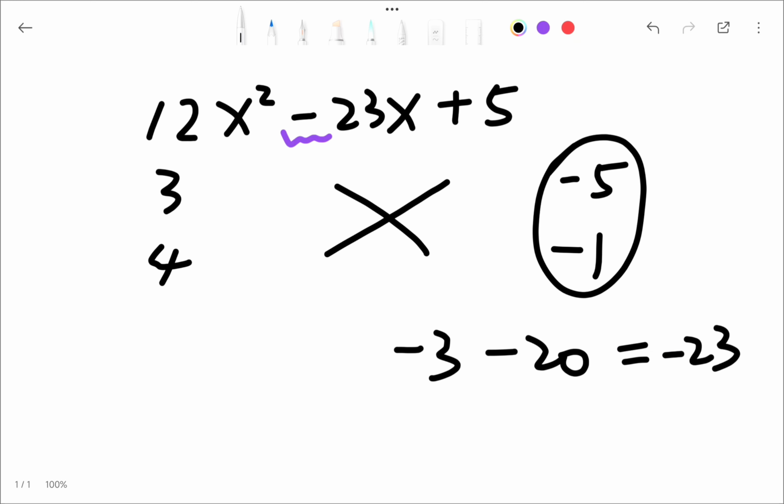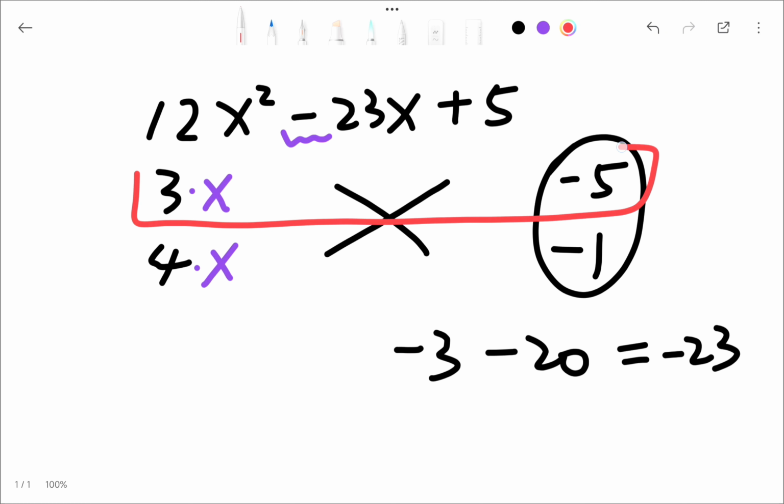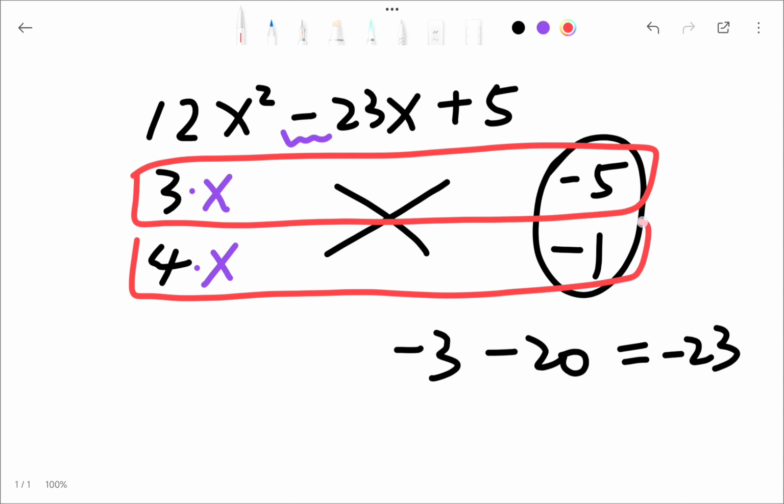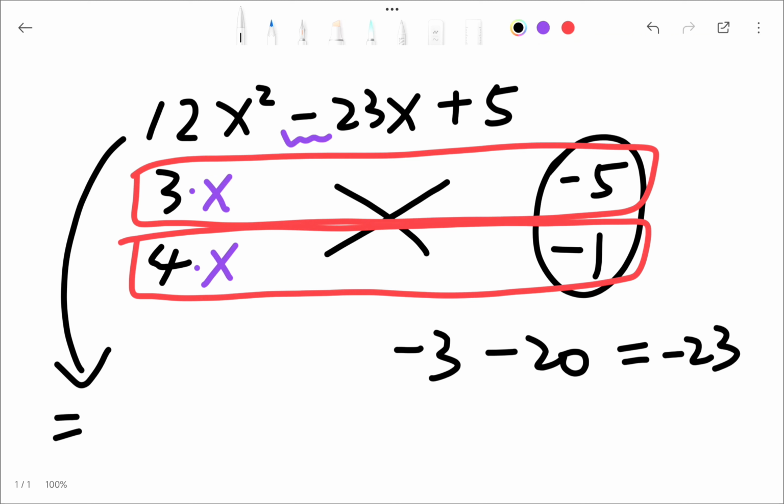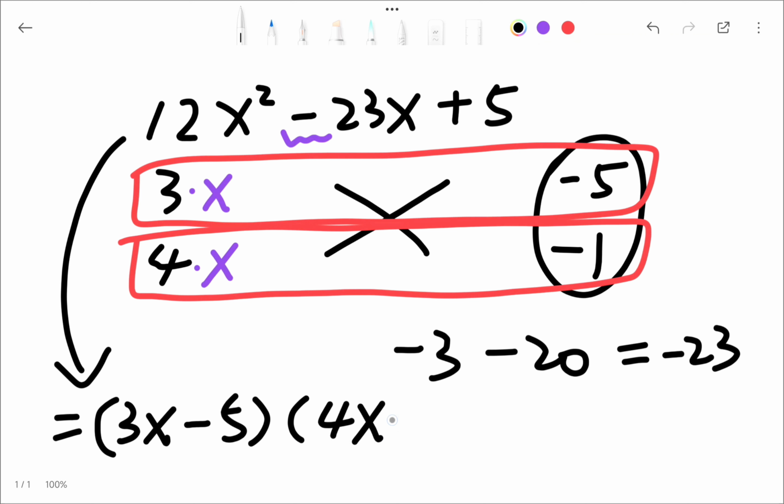So to write out the answer, let's multiply these with x. And the first row of the cross multiply gives us the first set of brackets. And the second row gives us the second set. So the answer is 3x minus 5 times 4x minus 1.